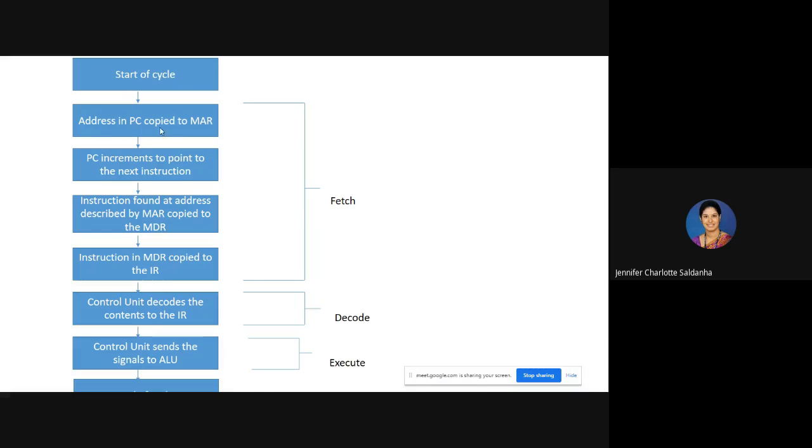First, address in the program counter is copied to memory address register. Program counter increments to point to the next instruction. Instruction found at address described by MAR is copied to memory data register. Instruction in the memory data register is copied to instruction register. Then this completes fetch cycle. Then under decode, control unit decodes the contents of the instruction register. Then under execution, control unit sends the signals to ALU.